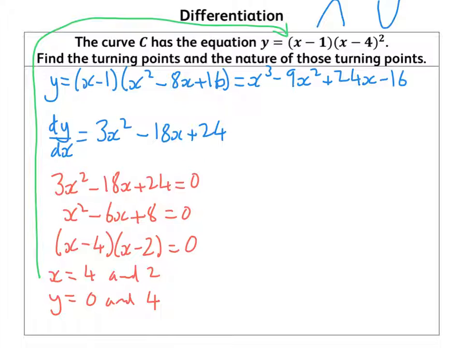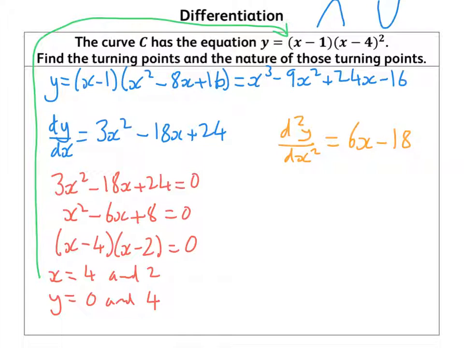Now I need to determine whether those points are maximums or minimums, whether they're a hump or a trough, as it were. The best way to do that is to differentiate again. So I'm going to find d2y/dx squared, sometimes called f double dashed. Because we're using dy/dx, I'm going to use d2y/dx squared, and 3x squared differentiates to 6x, and minus 18x differentiates to minus 18, plus 24 disappears, as it were.